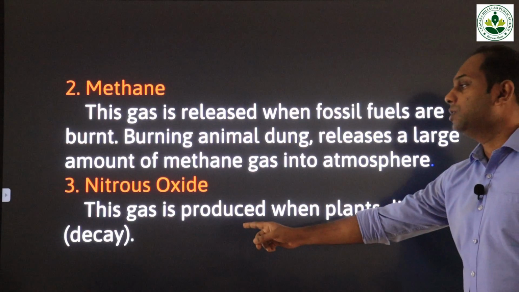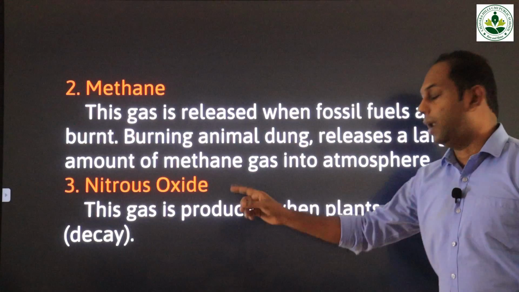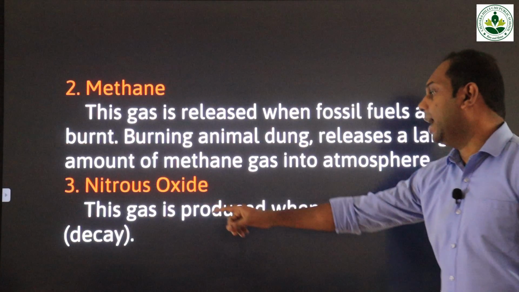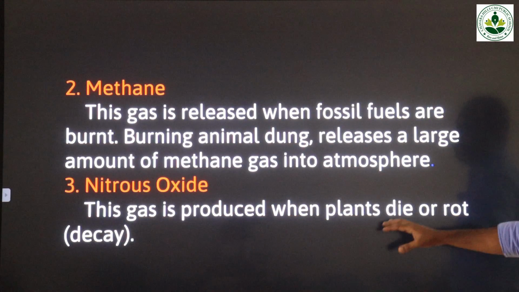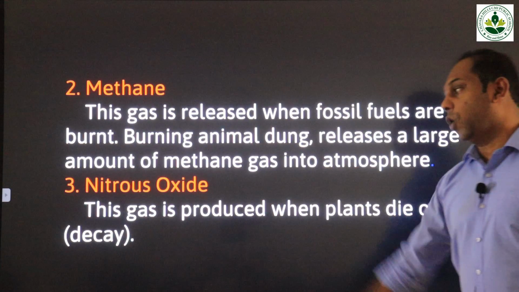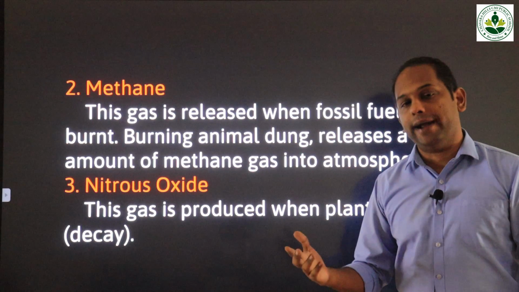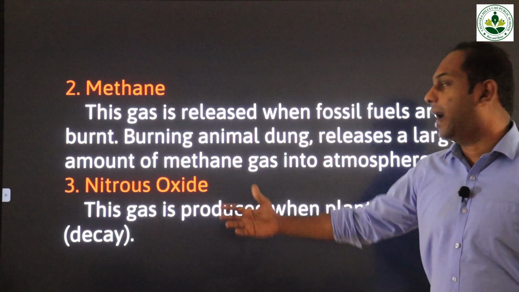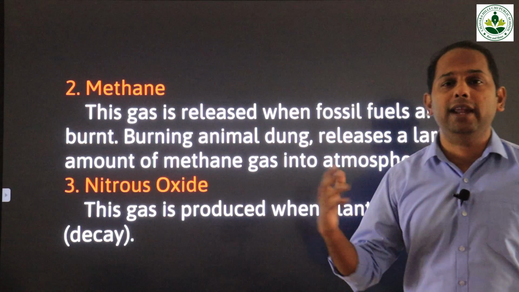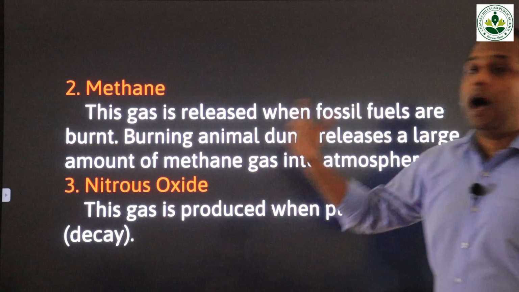Third greenhouse gas is nitrous oxide. This gas is produced when plants die or rot. So when the plants die or decay, what happens? This nitrous oxide will form and will be deposited in the atmosphere.